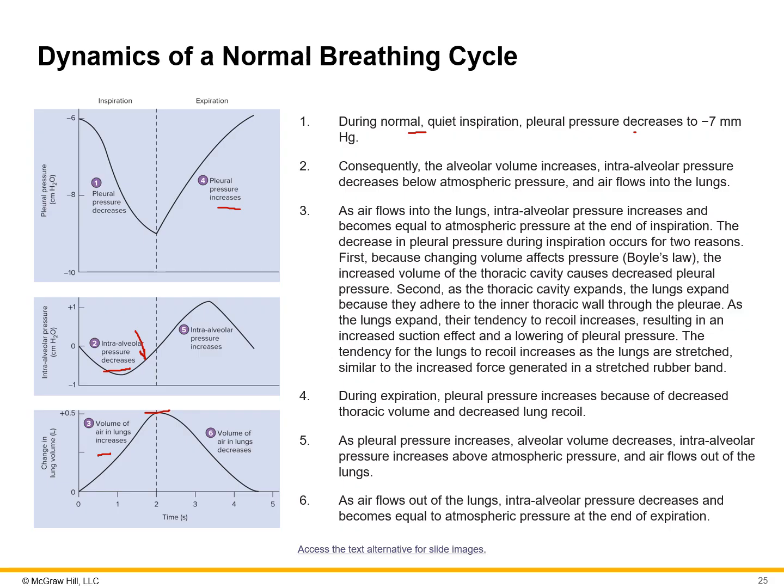Okay, now that pleural pressure is going to increase in step 4. During expiration, that pressure increases due to the decrease in thoracic volume. Then our intra-alveolar pressure increases. So now our alveolar volume decreases, pressure is above atmospheric, and that air is going to flow out of the lungs. And then the air flows out until that intra-alveolar pressure decreases back to the barometric pressure.